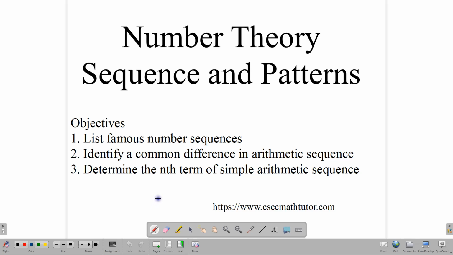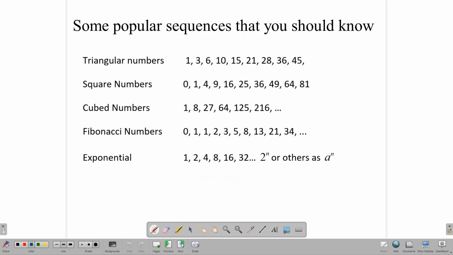from this question. Our objectives: to list famous sequences, number sequences, identify a common difference in arithmetic sequences, and to determine the nth term of a simple arithmetic sequence. So first we're going to start off by looking at what some popular number sequences are.